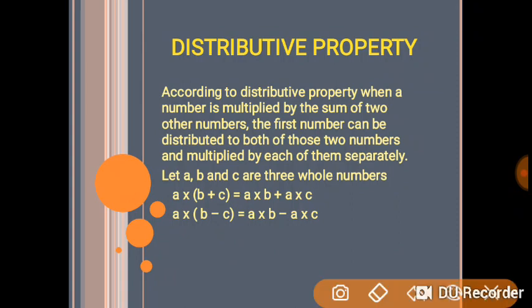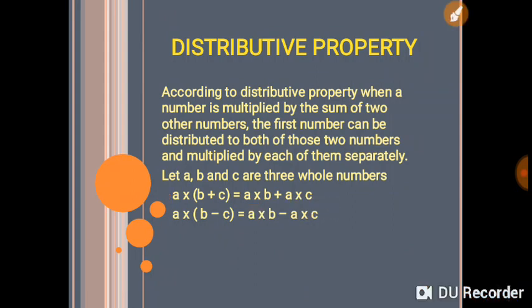Consider an example. Let A, B and C be three whole numbers. According to the distributive property, A has to be multiplied to B also and C also. That is, A is distributed among B and C. So you can write it as A into B plus A into C.